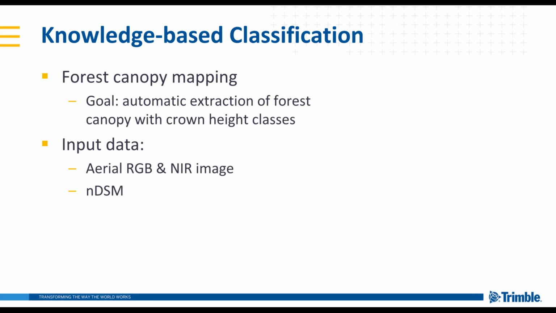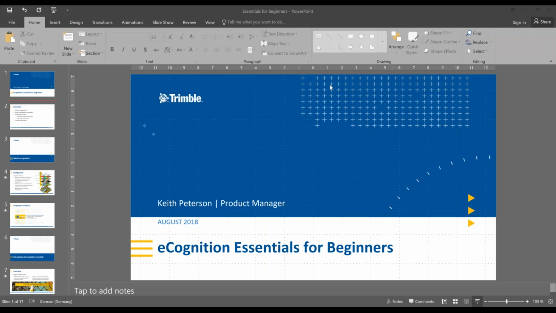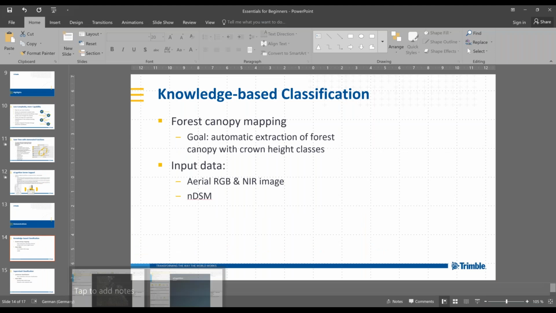And as input data, like I said, eCognition Essentials was geared towards satellite products, imagery, but we can support other formats. Here we're actually going to be using an aerial imagery data set, an RGB plus near-infrared image, as well as an NDSM. This NDSM was derived outside of eCognition Essentials from a LiDAR data set. So it's been rasterized, and we can use that then in eCognition Essentials. So I'm going to just get out of the PowerPoint and we'll open up our Essentials.